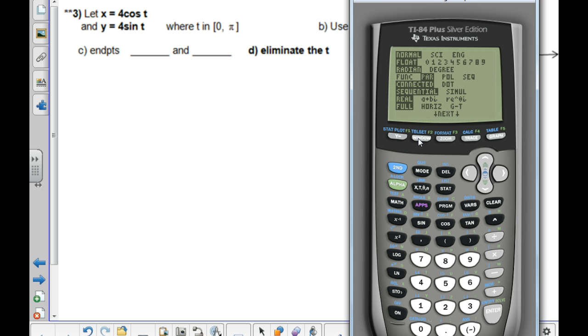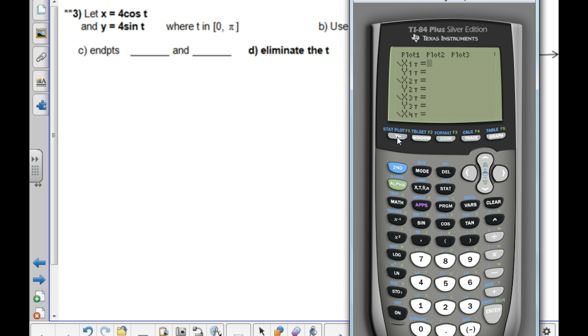Then before we type anything else in, go to your window. It says we want to use 0 to pi. So T min is going to be 0. T max is going to be pi. So I'm going to go second and then this button to get the pi. Do you remember what we always used for the T step? 0.1. Yep, 0.1. You can leave it at 0.13. It won't really matter, but yeah, we may want to do a zoom square eventually. I don't know. But we can leave it -10 to 10 and -10 to 10 for now if you want.